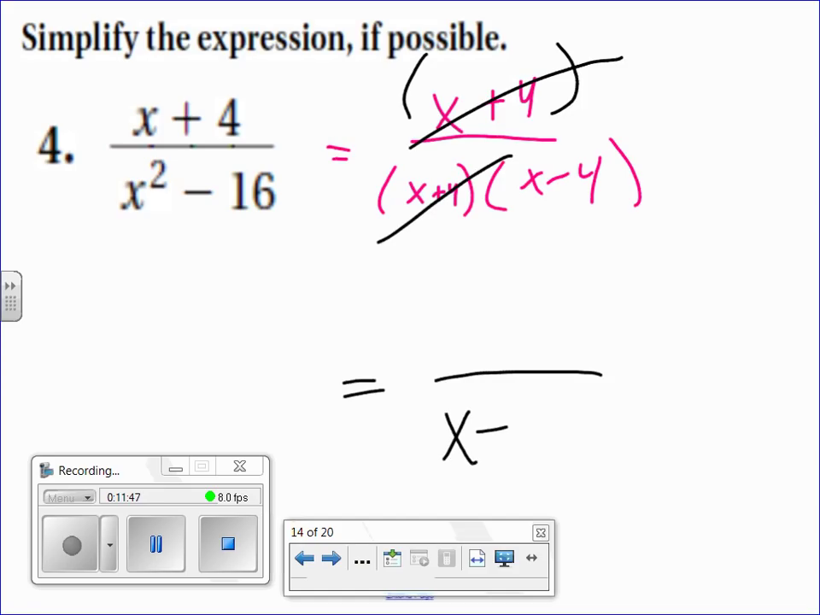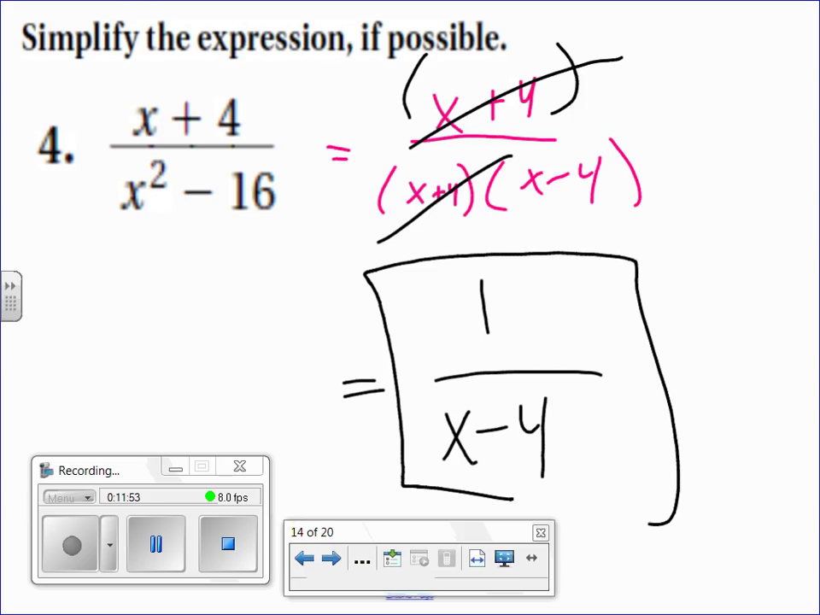You're going to have an x minus 4 in the bottom, but you don't have anybody on top, so you do have to put a 1 there. Kind of, you can't have an empty numerator, you know. And so that's your answer.